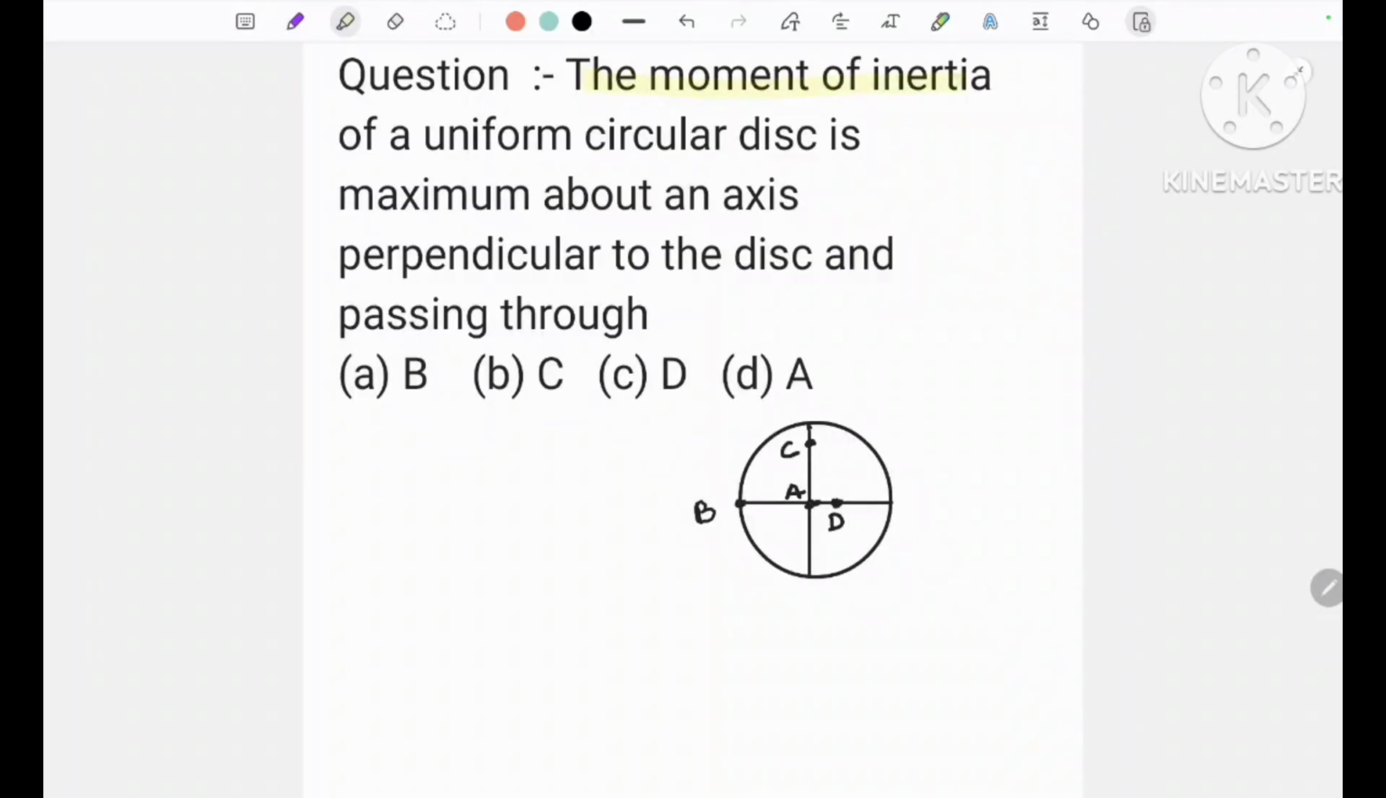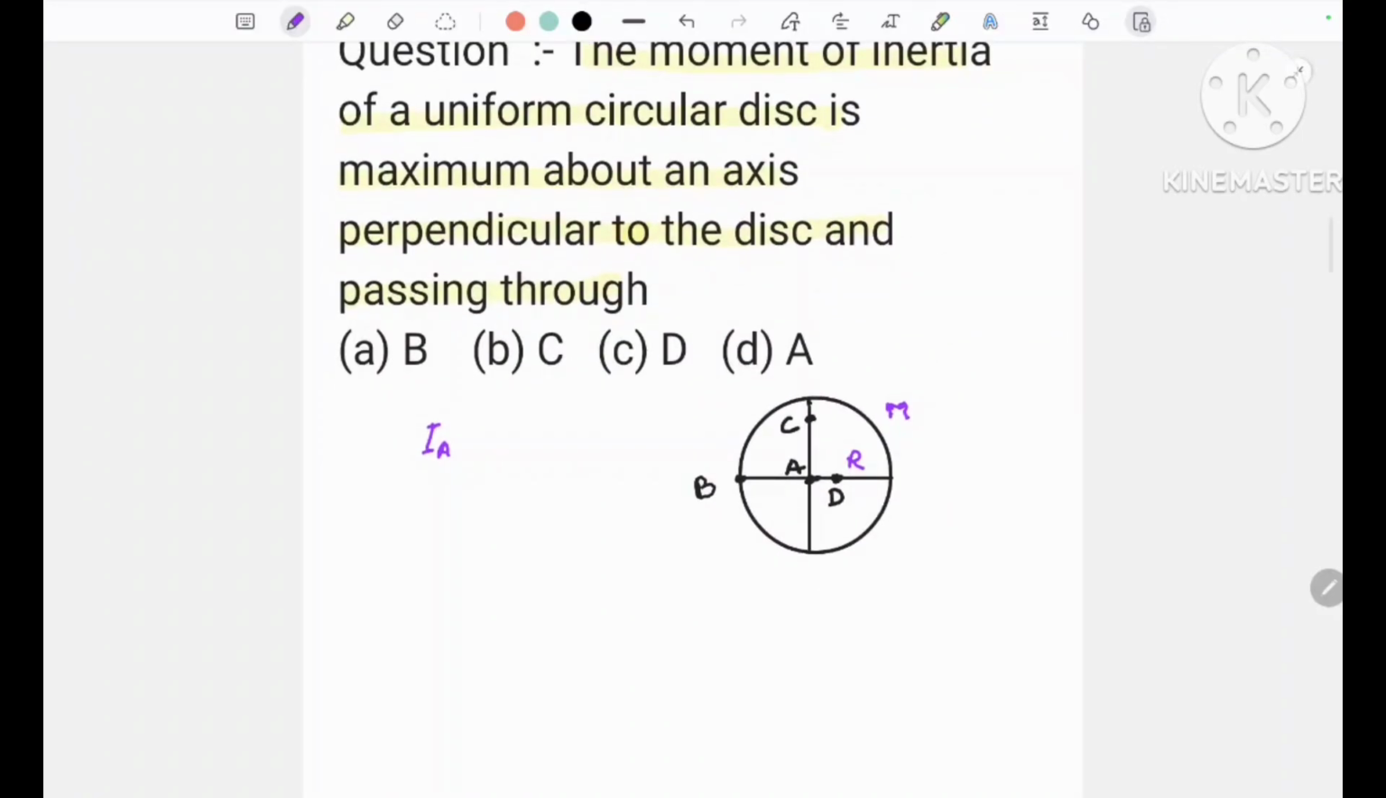Next, the moment of inertia of a uniform circular disc is maximum about an axis perpendicular to the disc and passing through. Suppose the mass is m and radius is r. The moment of inertia about A, perpendicular to the disc, is Ia, and that is mr square by 2.